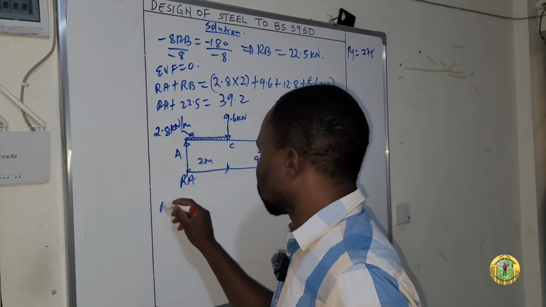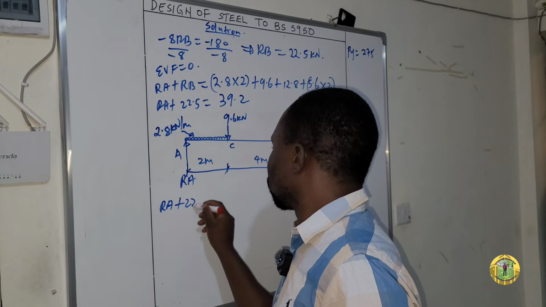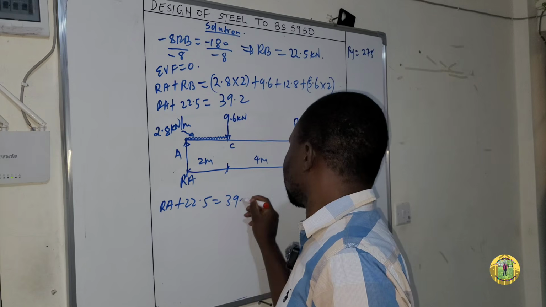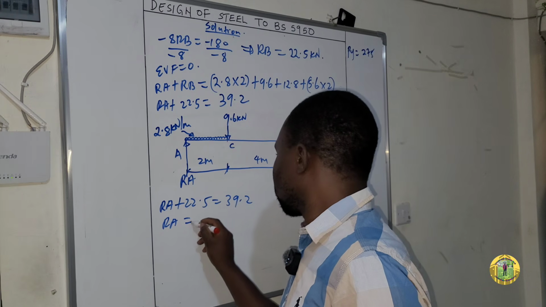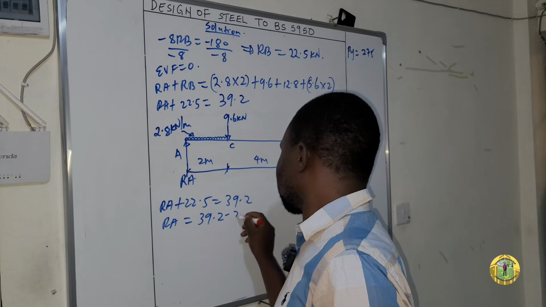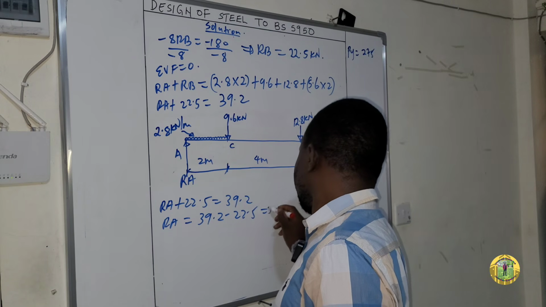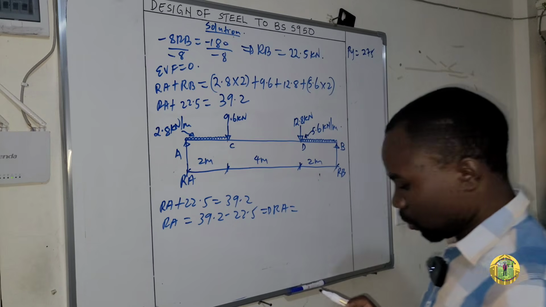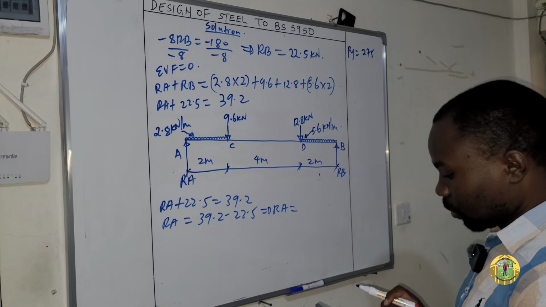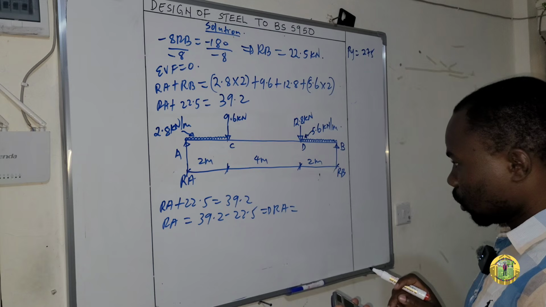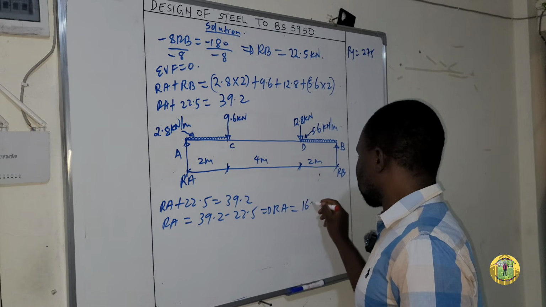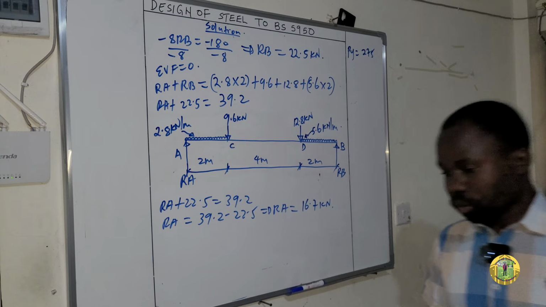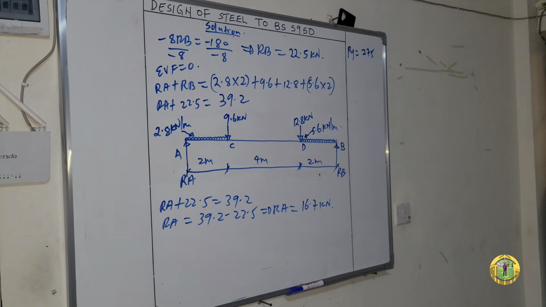So we have RA plus 22.5 is equal to 39.2. So to get RA, it will be 39.2 minus 22.5, which implies RA is equal to 16.7 kilonewton. So we have already calculated the RA and RB. So we want now to draw the shear force diagram. Now let's draw the shear force diagram.